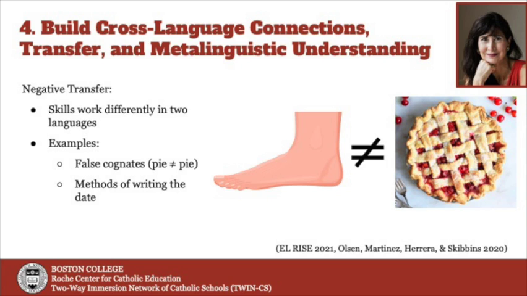Skills work differently in two languages. Pie is different than pie, even though we must spell it the same. And also there are other methods of writing the date. For example, in Spanish, not only do we not capitalize dates, but we also place first the day and then the month when we only use numeric.